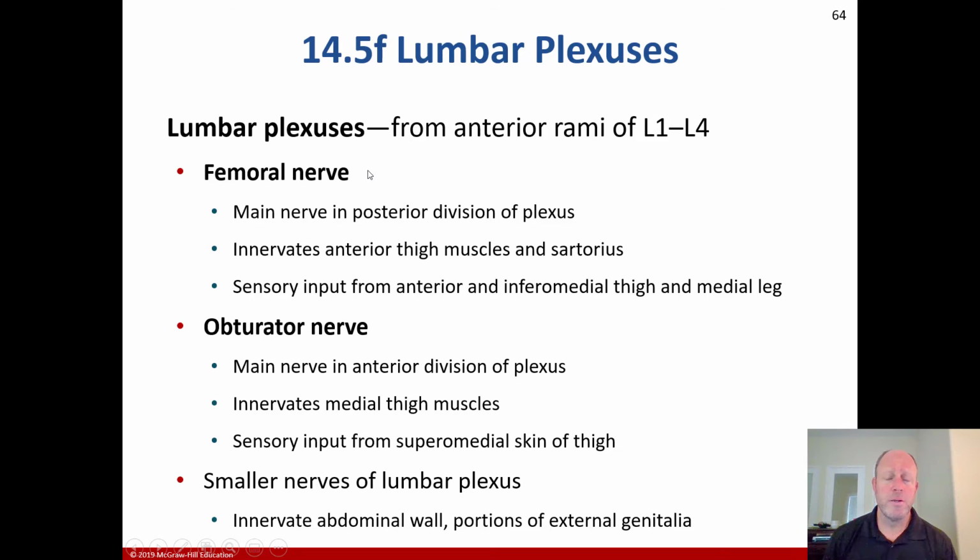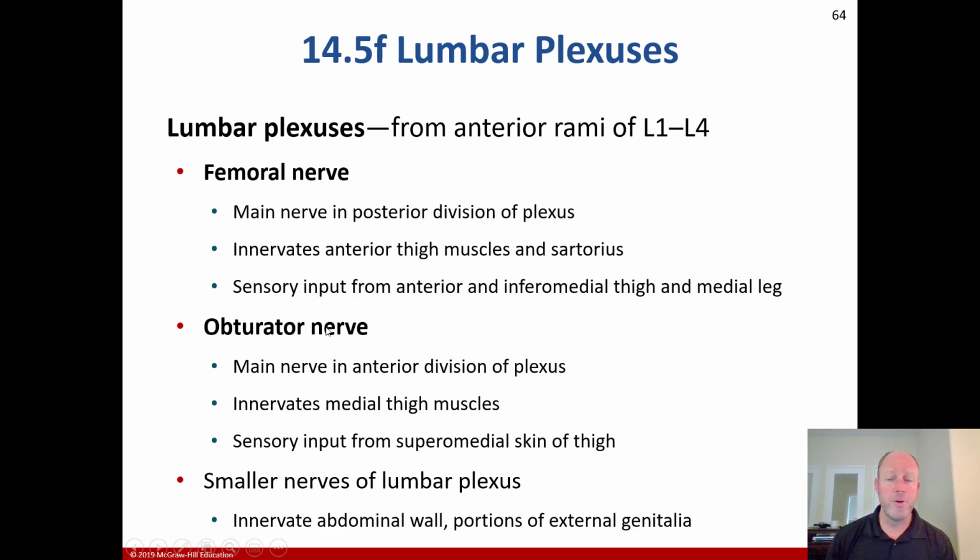So our lumbar plexuses, we're going down the spine, and all the innervations we get from that area, these nerves. Lumbar plexus is from anterior rami of L1 to L4. The femoral nerve is the main one, we've heard about this one, we hear about the femoral artery a lot. Femoral nerve plays a great role too. The main nerve in the posterior division of the plexus, it innervates anterior thigh muscles and the sartorius. It gets sensory input from the anterior and the inferior medial thigh and the medial leg.